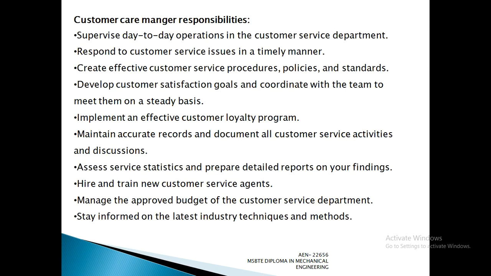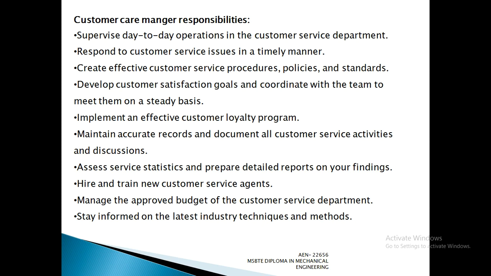Coming to the customer care manager responsibilities. Supervise day-to-day operations in a customer service department. That is, day-to-day operations are to be supervised by the customer care manager. Respond to each and every customer issue in a timely manner. That is, to respond and communicate properly with each and every customer in case of providing different services.